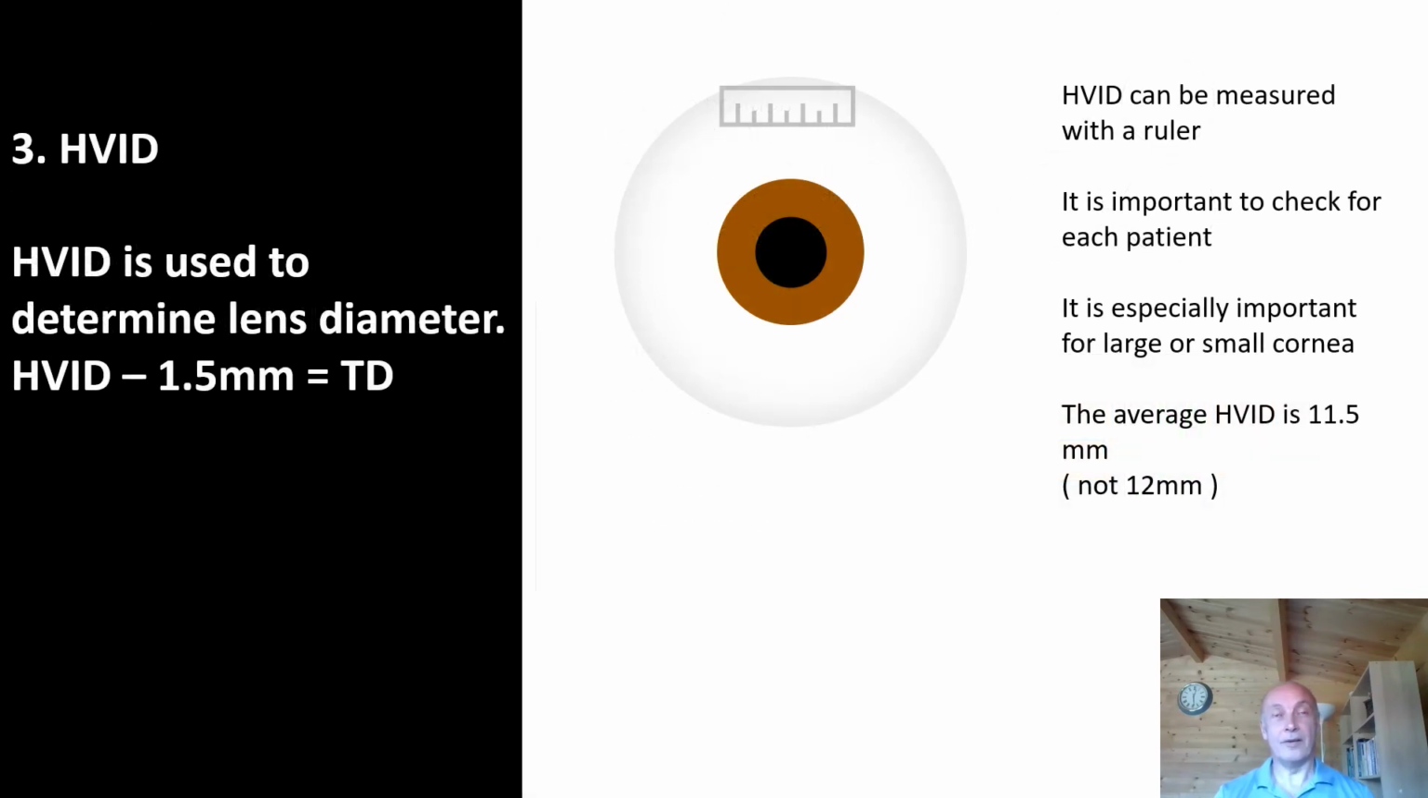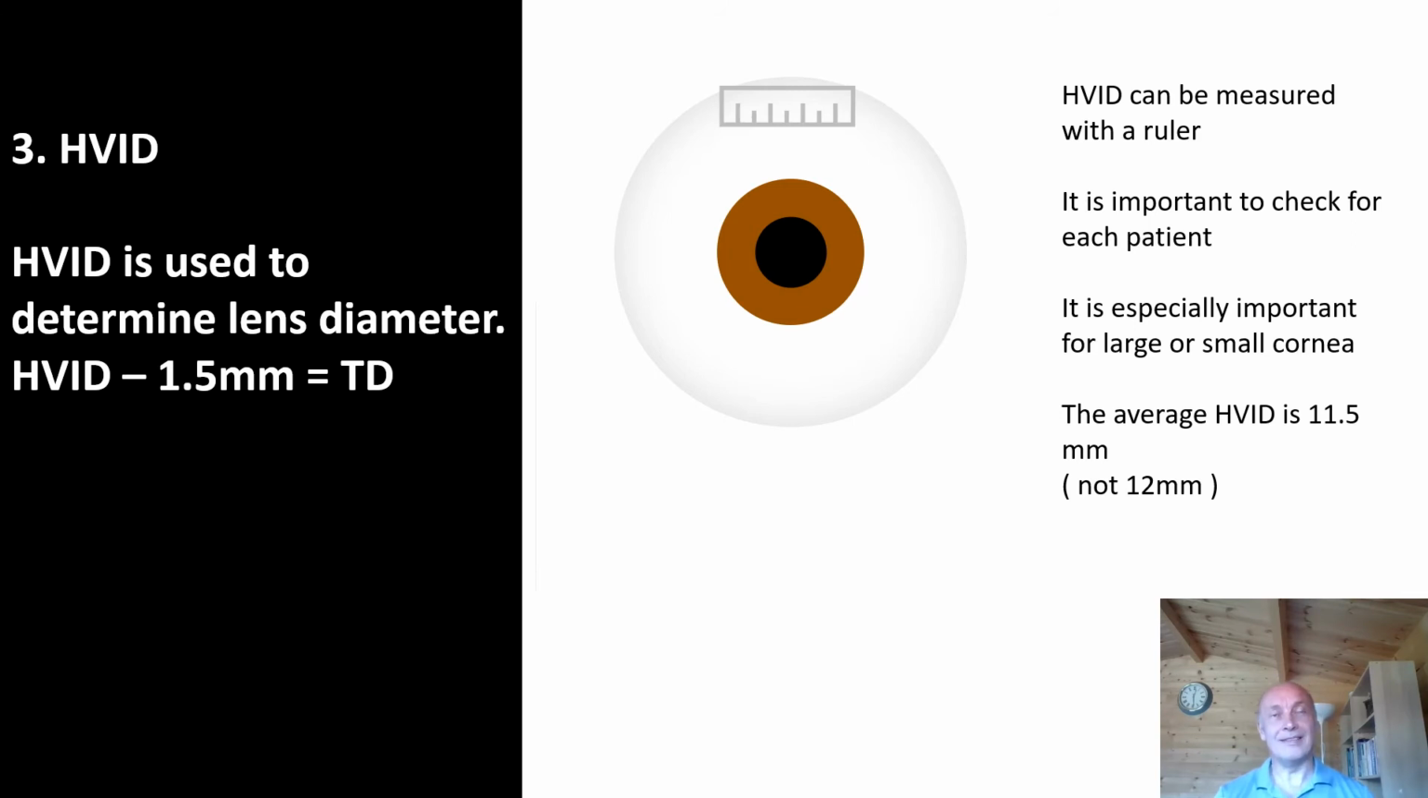When we're asking practitioners for a set of measurements, we'll always ask for a visible iris diameter. The horizontal visible iris diameter is what we use to determine the total diameter of the lens. Now, it can be measured with a ruler. We would like you to check it for every patient that you fit with gas permeable lenses, and it's particularly important if the patient has an especially large cornea or small cornea.